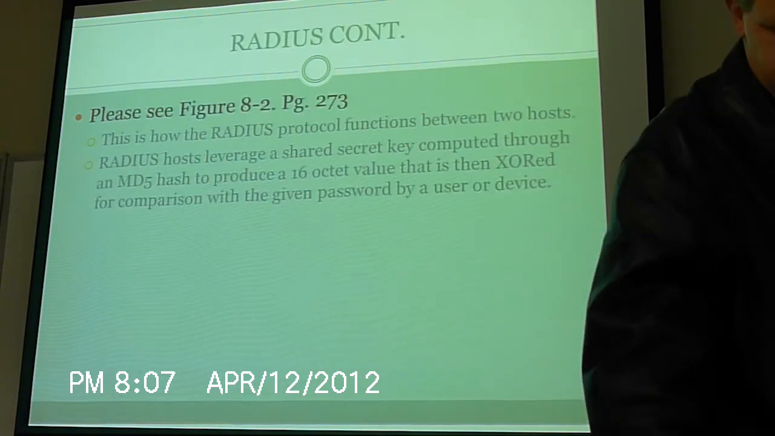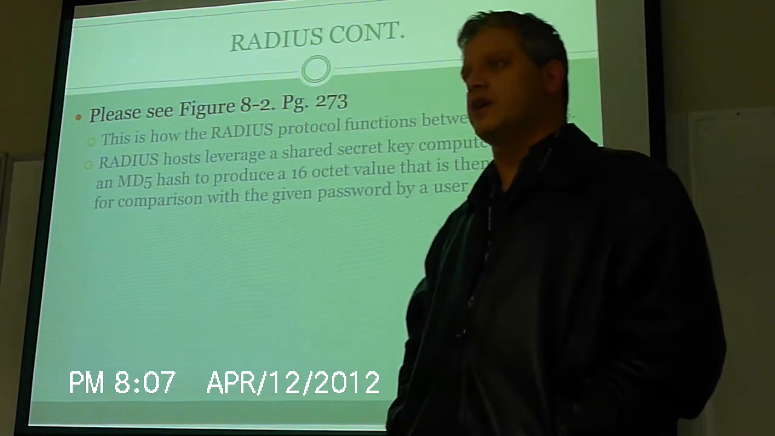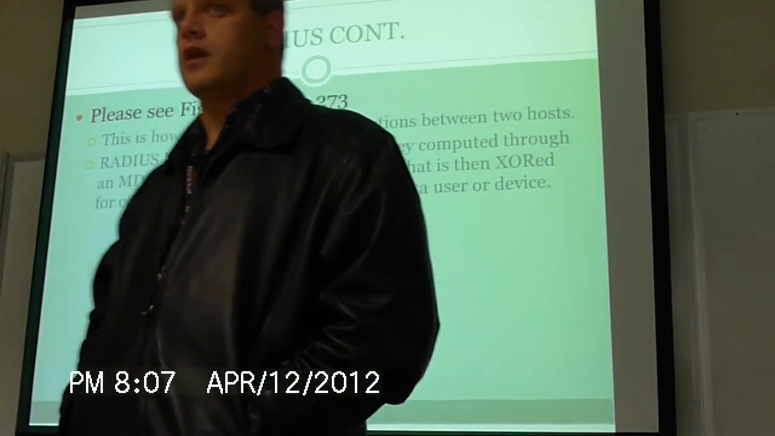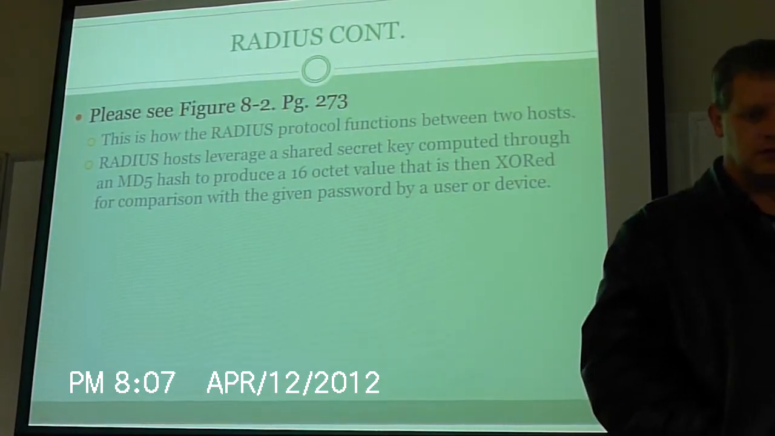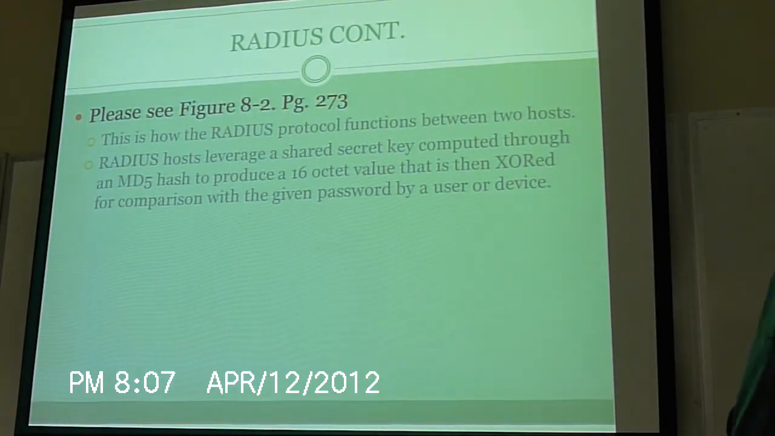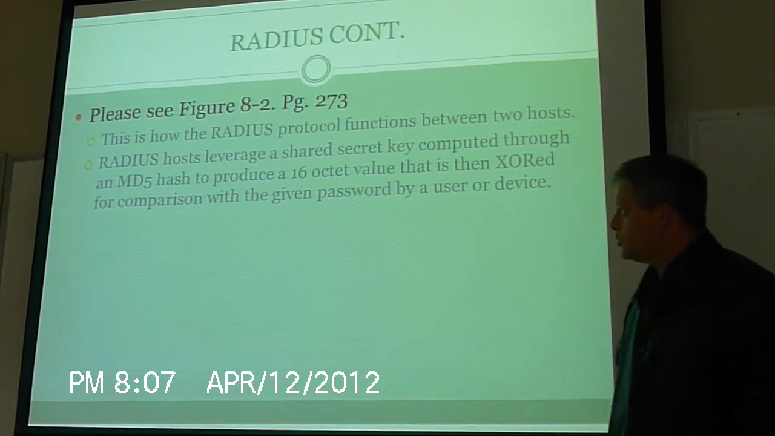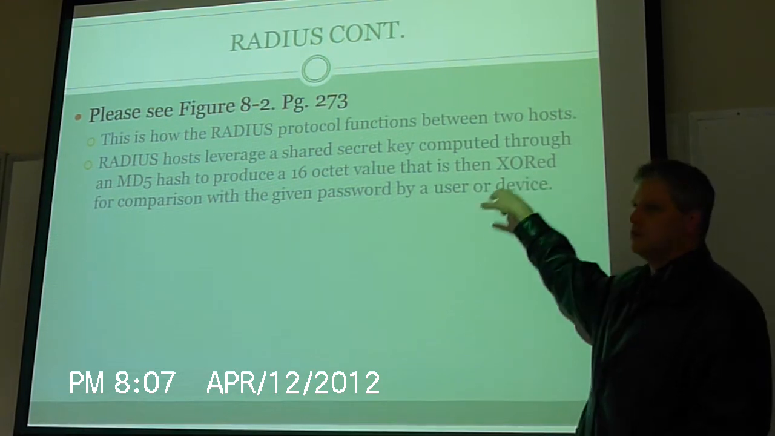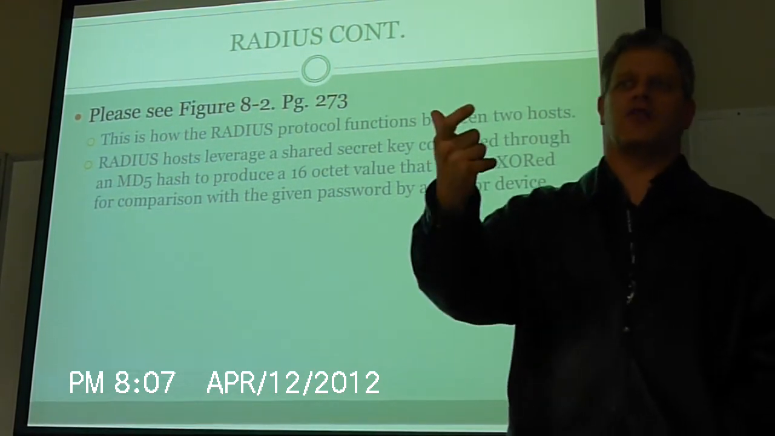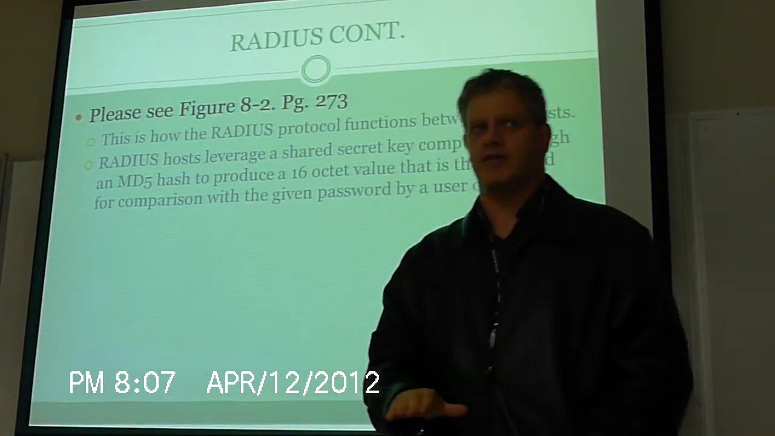Radius uses a pre-shared key between the host and the Radius server, the authenticating server. Okay, that is nothing more than a password. The pre-shared key is nothing more than a password. All right. It takes this pre-shared key and computes it through an MD5 hash to produce a 16-octet value that is then what we call XORed. And all XORed is, is it right or is it wrong? If it's right, it passes, great. If it's wrong, it fails, it doesn't allow any further connectivity.